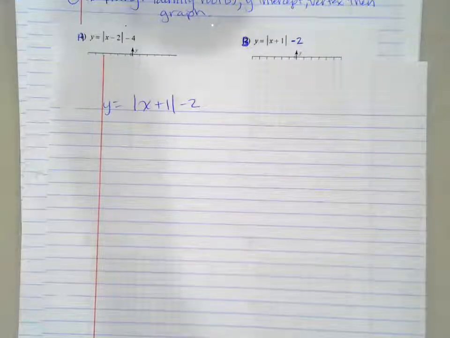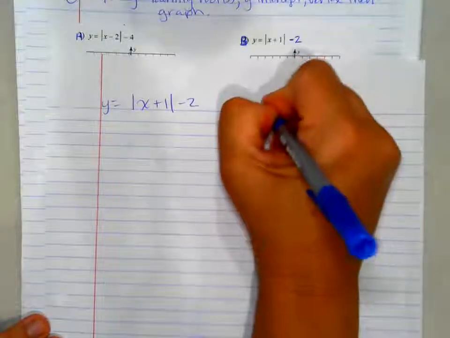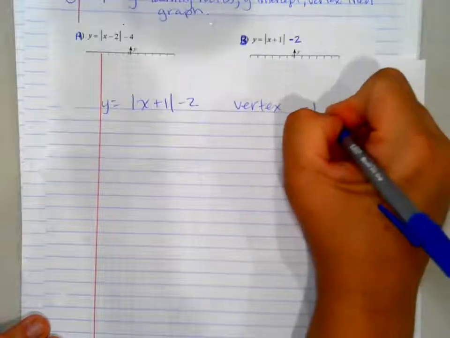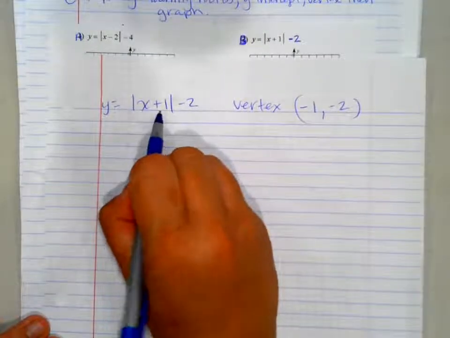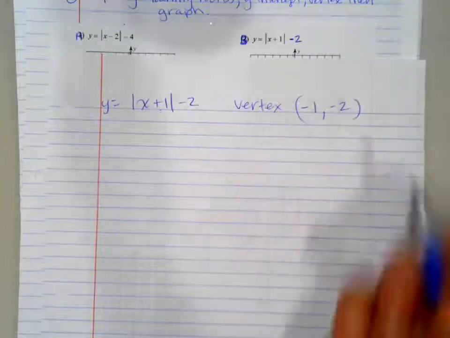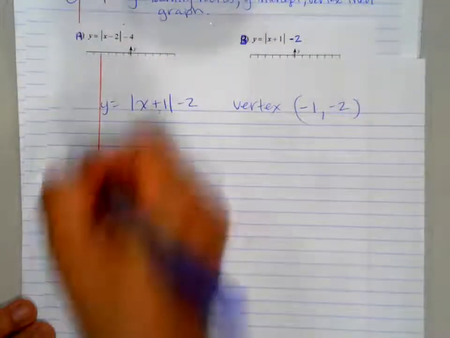All right, so again, you can find the vertex first because the vertex is right here. The vertex is at negative 1, negative 2. The opposite of this number and this number as is. So we have our vertex, and your vertex is an ordered pair. It's a point on your graph. Okay, so there's your vertex.